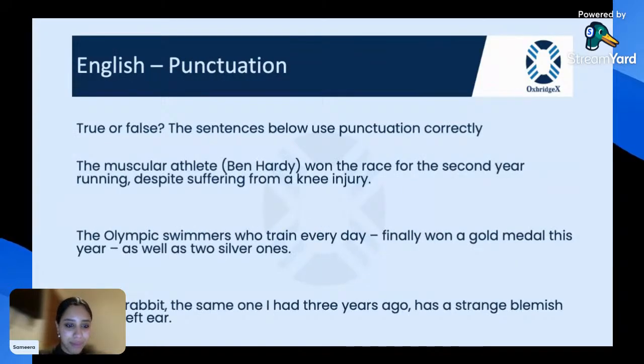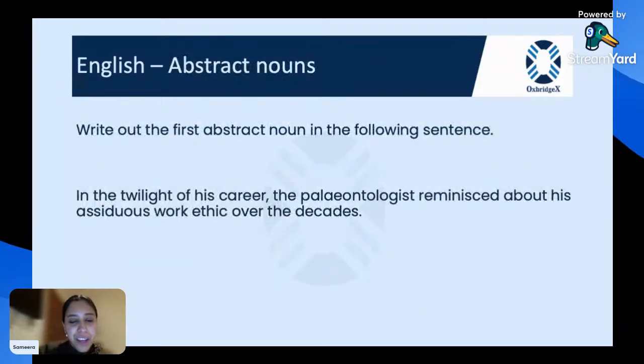I'm going to go through both. So write out the first abstract noun in the following sentence. Can anyone in the comments tell me what an abstract noun is?